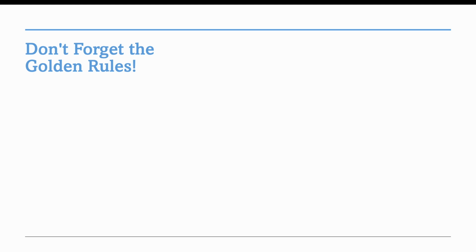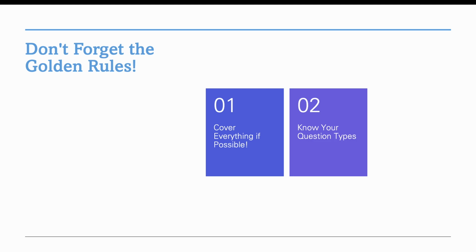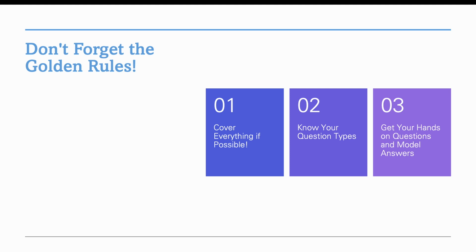Let's finish with the golden rules, the non-negotiables if you're aiming for top marks in GCSE History. First, cover everything if you can. Predictions are helpful, but don't rely on them alone. Second, know your question types inside out. It's not just what you know, it's how you apply it. And third, study real answers. This is where most students go wrong. They revise the content, but they never see what a top grade answer actually looks like.